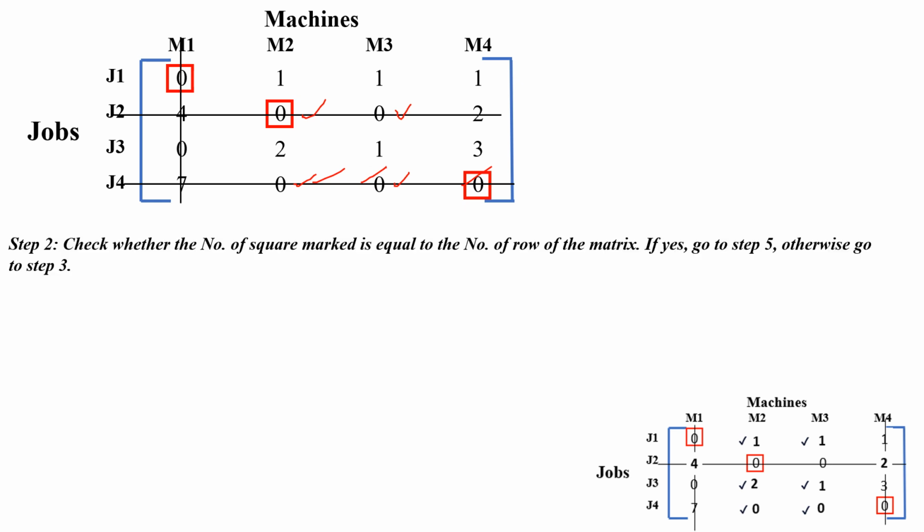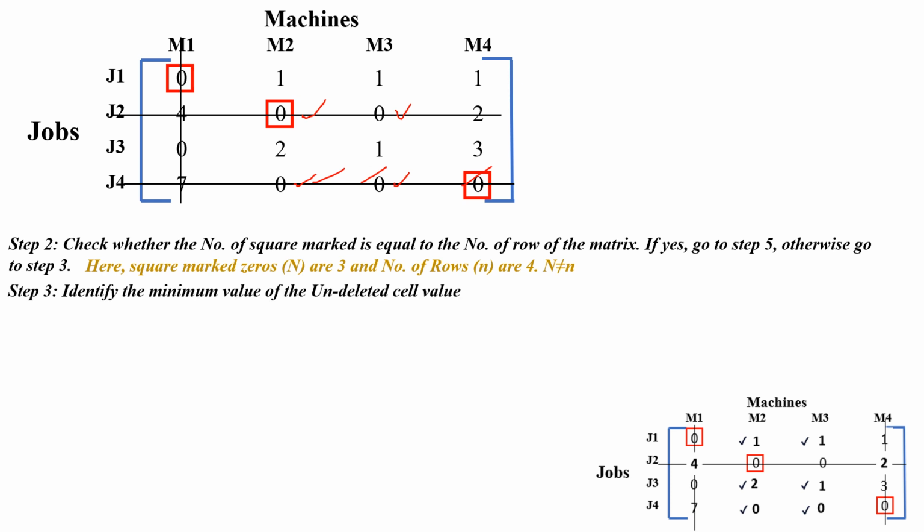The next step is to check whether the number of square marked zeros is equal to the number of rows of the matrix. If yes, go to step 5. Otherwise, go to step 3. Here, the square marked zeros are 3 and the number of rows is 4. So the number of square marked zeros is not equal to the number of rows of the matrix. Then we have to go for step 3.